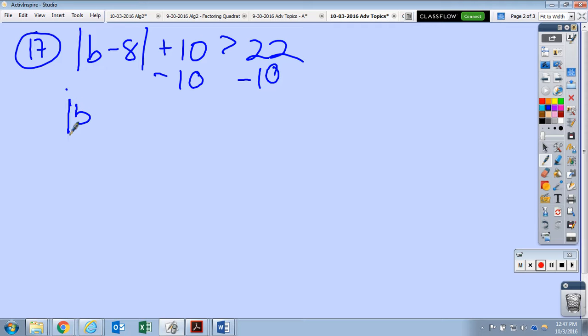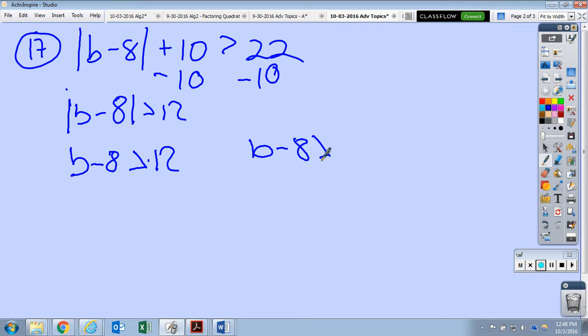Yeah, it's safer to just go ahead and make sure you isolate the absolute value first. Now you can. So b minus 8 greater than 12. Okay. Once you isolate it, then you're going to make your two different inequality statements, and this is or. That's a good question. It is or, and why is it or?